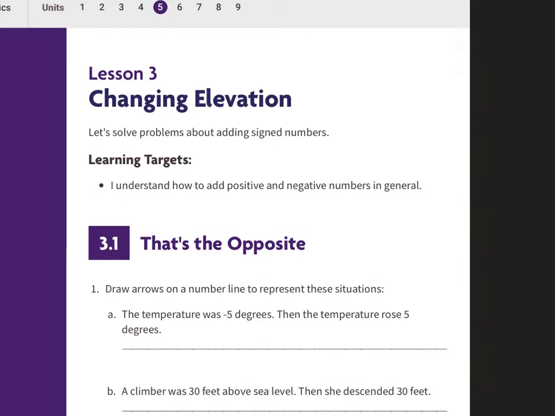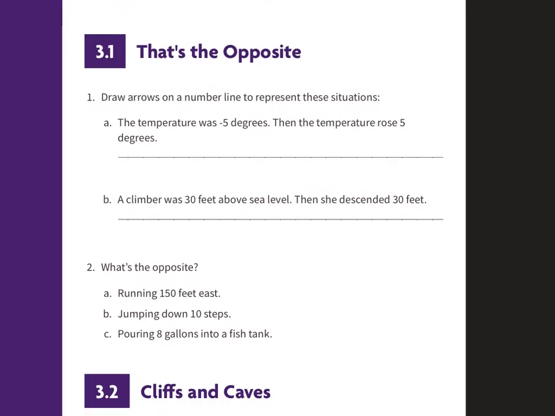All right, let's see what you got. So, the temperature was negative 5 degrees. Then it rose 5 degrees. So, we start anywhere, we can pick 0. 0's right there. All right, so 1, 2, 3, 4, 5. There's negative 5. And it rose 5 degrees. So rise means we're increasing, so we're going to go to the right 5 degrees. We end at 0. You're right.